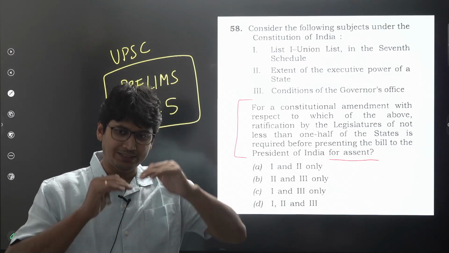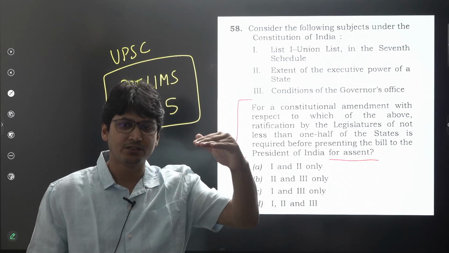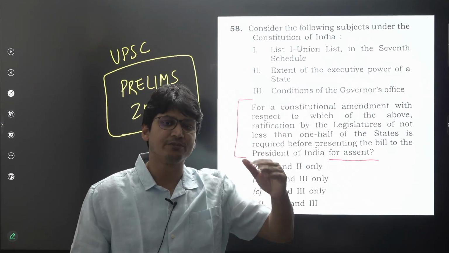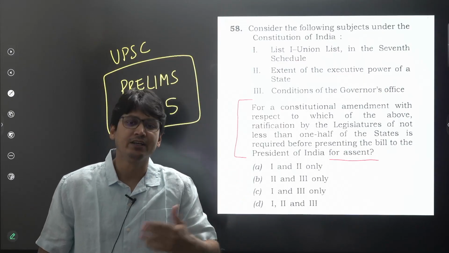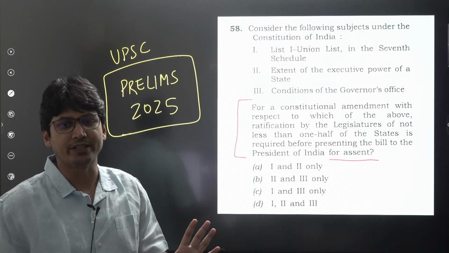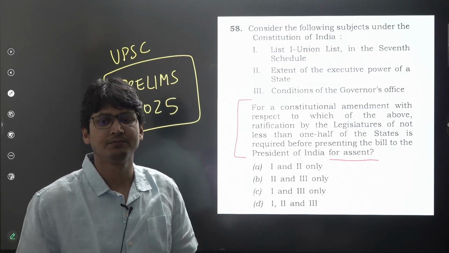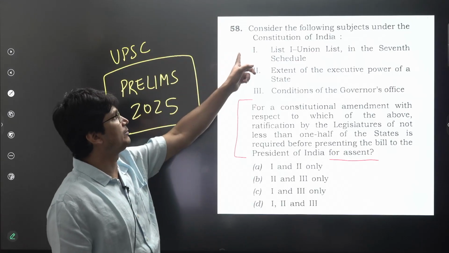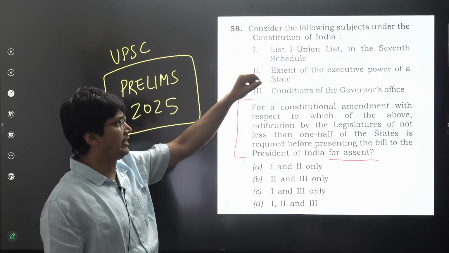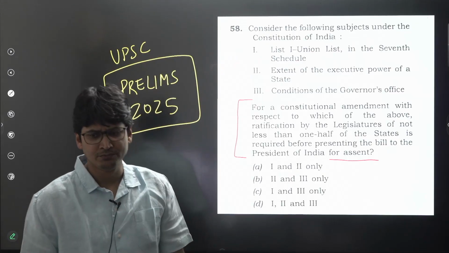So let's take it step by step. Is the first an entrenched provision? Basically, the simple question ये है कि it is asking which of them is an entrenched provision requiring type 3 special majority. Simple. Does the first point require a special majority? Any amendment in the Union List in the 7th Schedule?